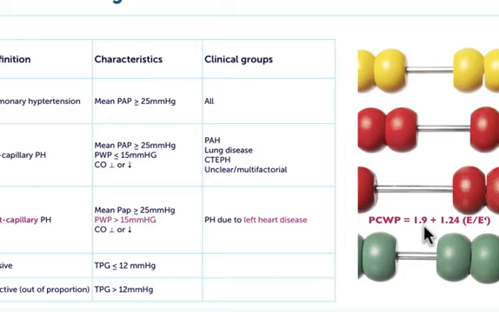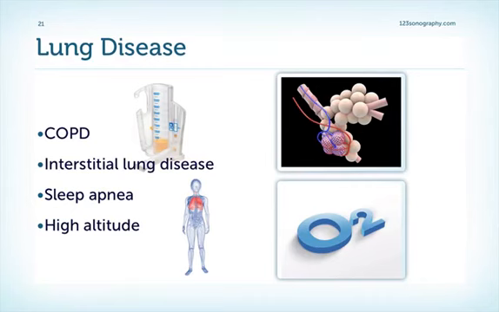The second most common cause of pulmonary hypertension is lung disease, and it's actually not really rare. If you look at the incidence of significant pulmonary hypertension in patients with advanced COPD, well, it's more than 50%, and it's even up to 40% in patients with interstitial lung disease.